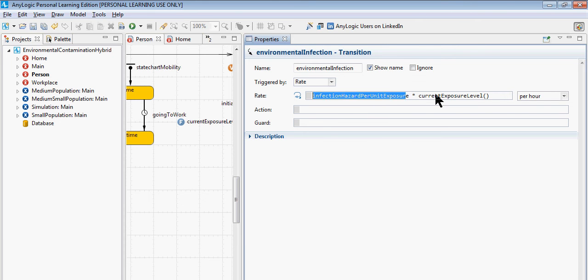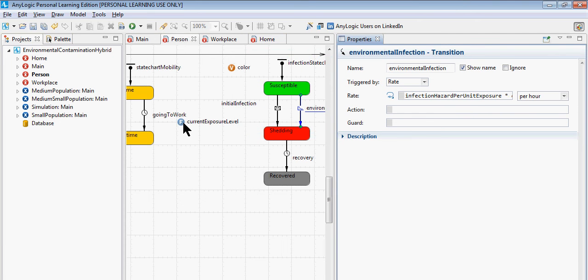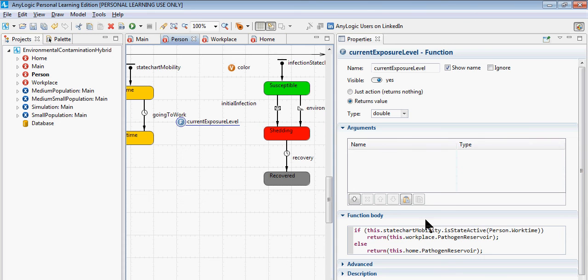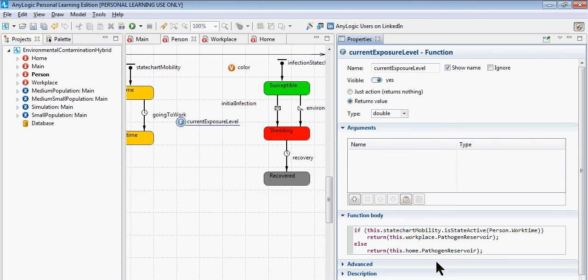Let's go back to person, circle back once again, because there is a point that I glossed over. Indeed, a point of significance in this model. You note environmental infection here within the state chart of the person? That is based on a rate. And whence does that rate come? It comes, ladies and gentlemen, based on some coefficient, some sort of infection hazard per unit exposure times the current exposure level.